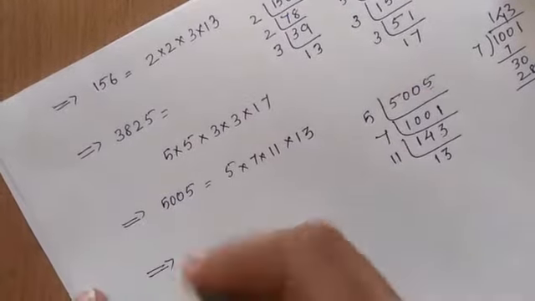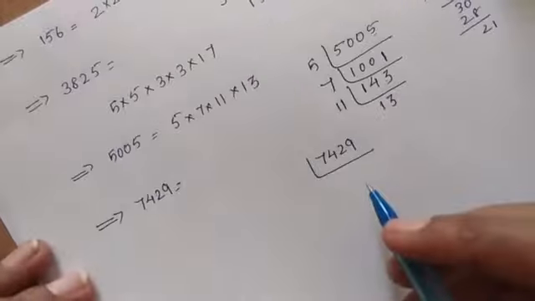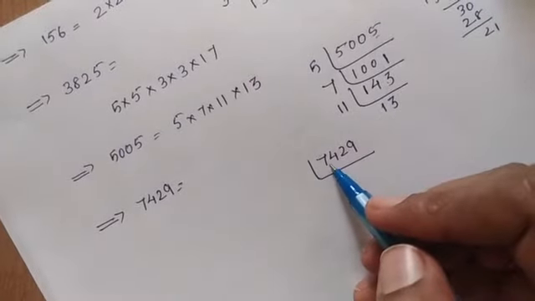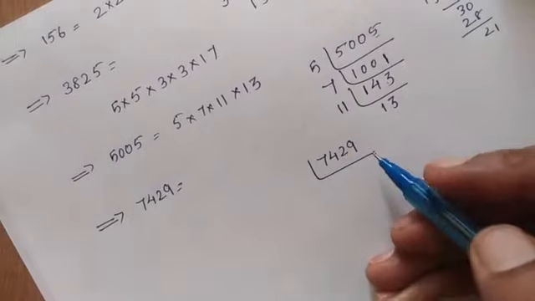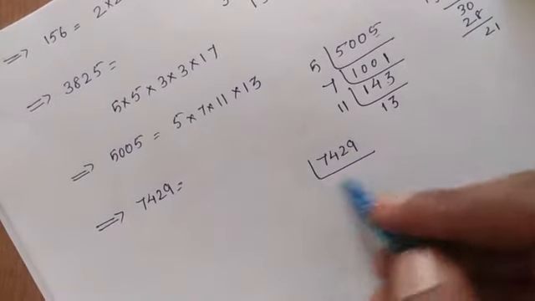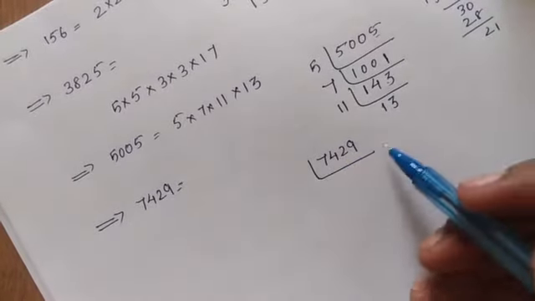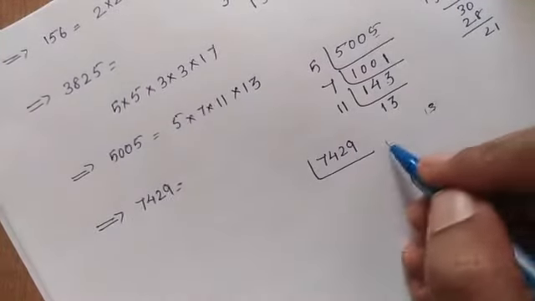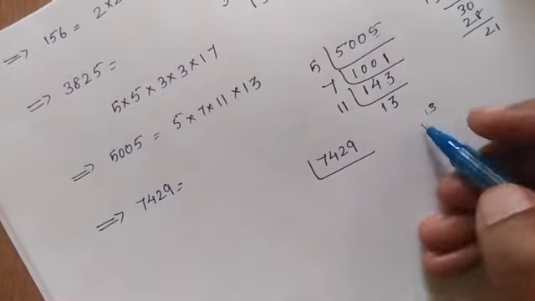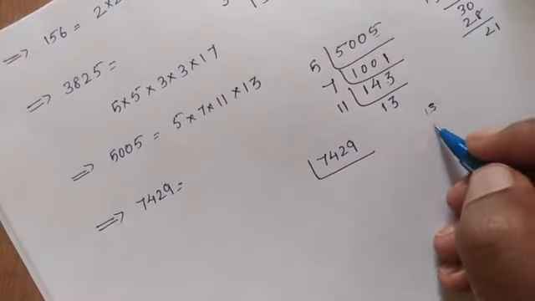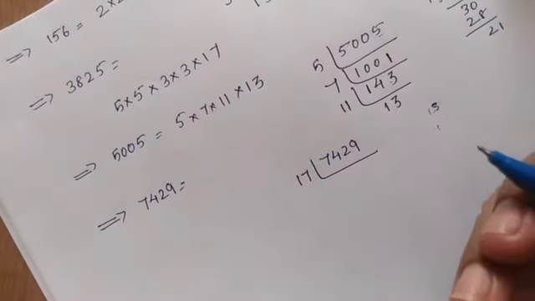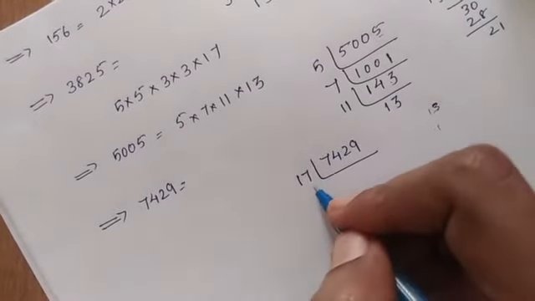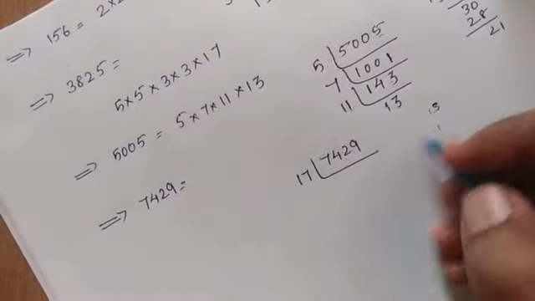7429. 7429 divided by 2, 3, 5, 7, 11. Here the number is not a direct one, not one of the previously discussed tests. Then 13. When we divide 7429 by 13, it's not a factor. Then 17. There is no direct method to find out if 17 is a factor or not. We have to directly divide it.